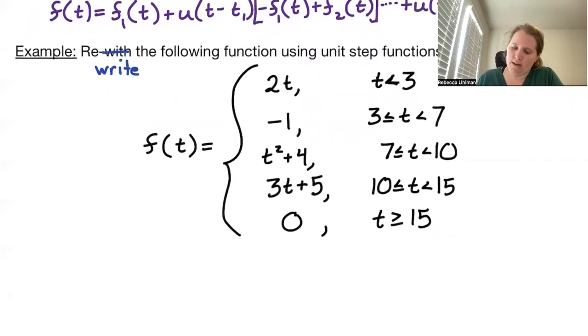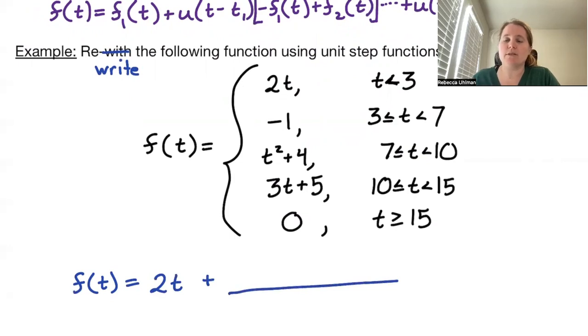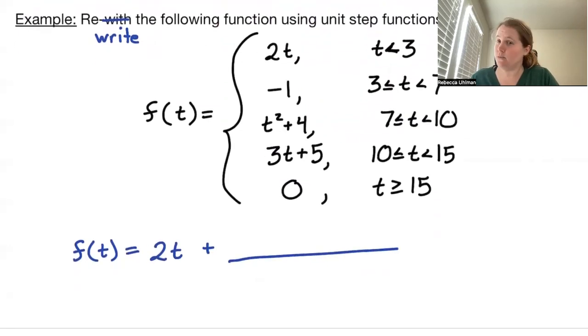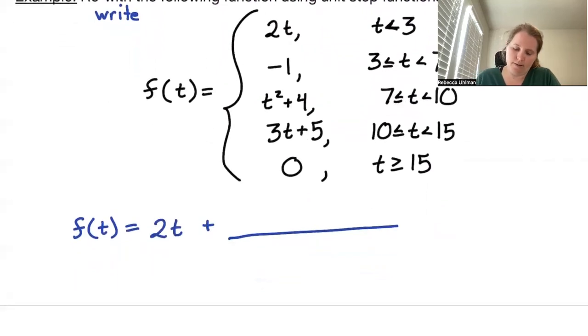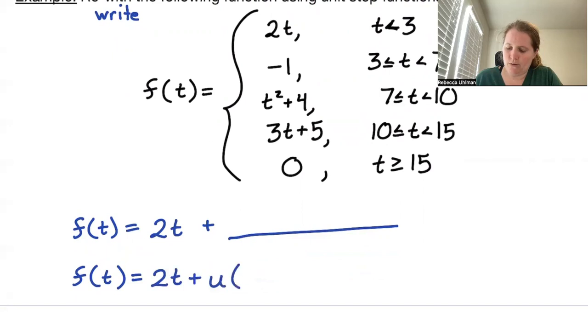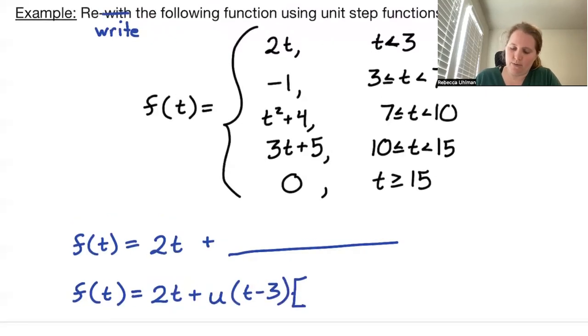So when we do our initial step, we'll have f of t is equal to 2t plus something. That's our initial step. Now we'll make the correction once we hit t equals 3. So then we would do f of t is equal to 2t plus u of t minus 3 times, we want to get rid of the previous function, so we should subtract off 2t. And then we want to add on our new function, so we will add on -1.